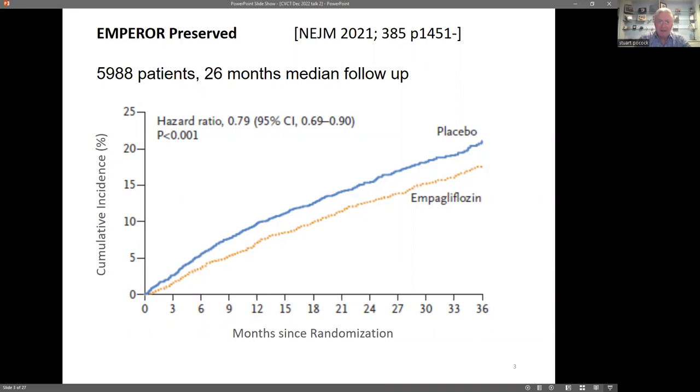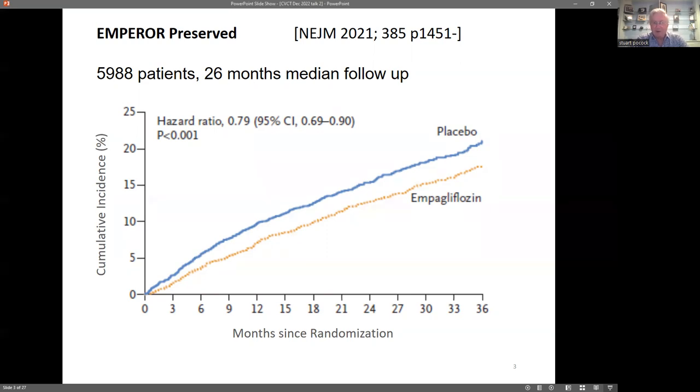Okay. Take an example of one trial I was recently involved in. It's called the Emperor Preserved trial. You'll gather that cardiovascular clinical trials love to have fancy acronyms, and this one is Emperor. There's an Emperor reduced ejection fraction trial too. And this is the sort of typical positive result that you're hoping to get from such a trial. The primary outcome is indeed heart failure hospitalization or cardiovascular death, whichever happens first. And you see the cumulative incidence of that outcome over time.